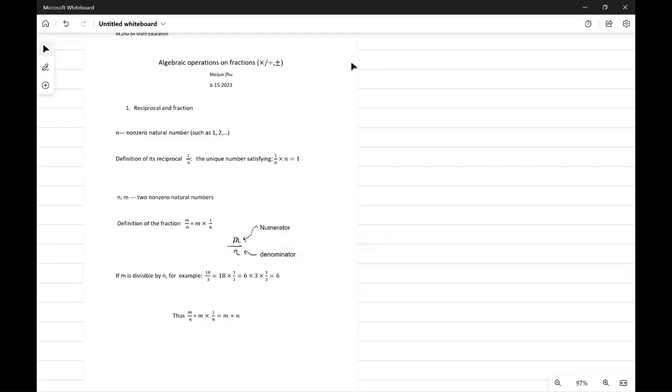Hello, everyone. Today, we'll talk about algebraic operations on fractions. Before we talk about the operations, we first introduce fraction numbers.